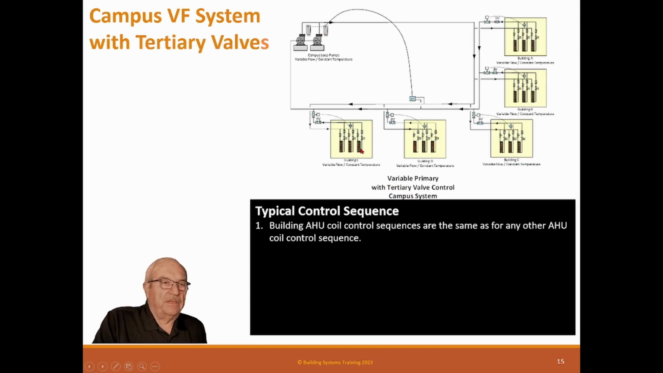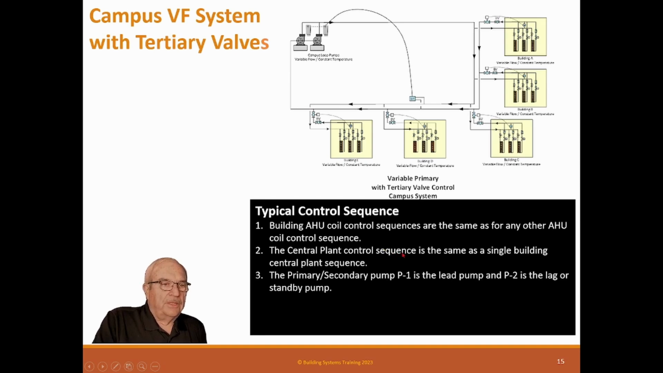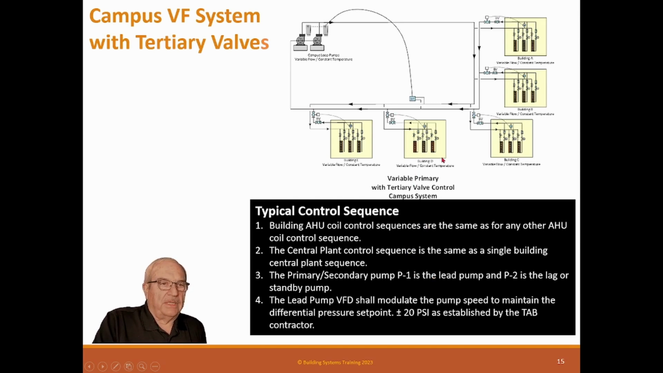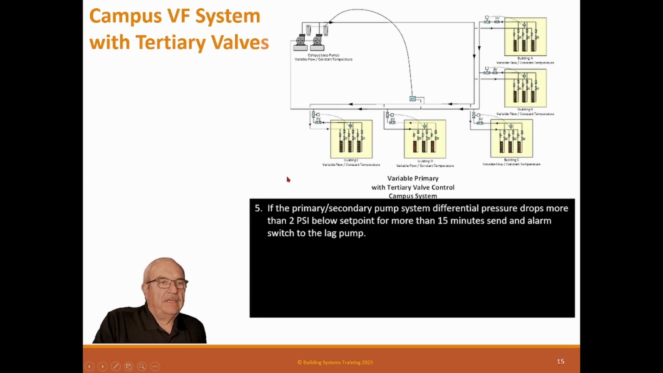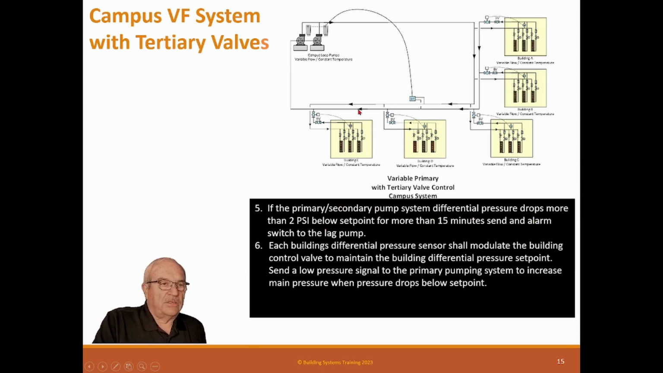All right, so again, the systems in here are balanced just like any other system. This system up here is balanced just like any other system, so we don't have to go through that. Now the next one, the primary secondary pumps are run off this DP, so that can run those pumps and then set the lag pump when it's needed. Normally these systems are around 20 psi or so, but might be more. If the primary secondary pump system differential pressure drops more than 2 psi, then we're going to send an alarm and do the lag pump, just like the other one.